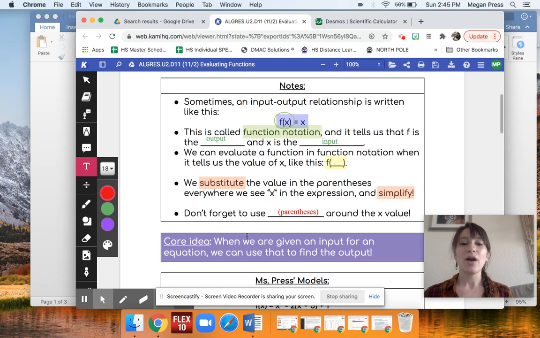Okay, our core idea: when we are given an input for an equation, we can use that to find the output. So it's like if I go to the store, I say I bought 5 shirts, then you can tell me the cost. Input changes the output. When we know the input, we know the output.